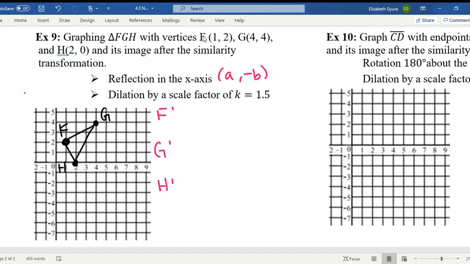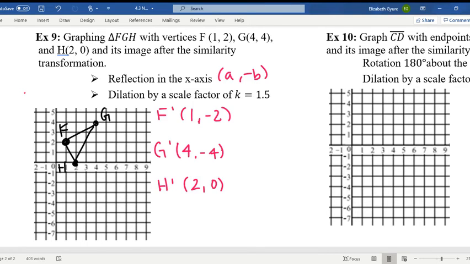So F prime would become 1, negative 2. Somebody I haven't heard from yet today, what would G prime become? Abby. Good, 4, negative 4. Someone else, what would H prime become? People at home are welcome to participate as well. You are in class as well. I know it doesn't always feel like that. What would H prime become? 2, 0. Yeah, it just stays 2, 0. Can't really make a 0 negative, right?